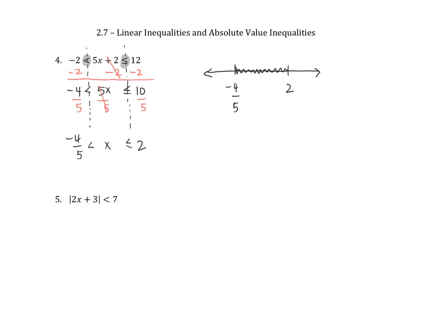The -4/5 does not have an equal to sign on that side, so it's parentheses. And the inequality closest to the 2 does, so that will be a bracket. You can see the left endpoint, which is the smallest, is -4/5. It gets a parenthesis because it's not included in the solution set. And then the greatest value is 2. It is included in the solution set, so it gets a square bracket.